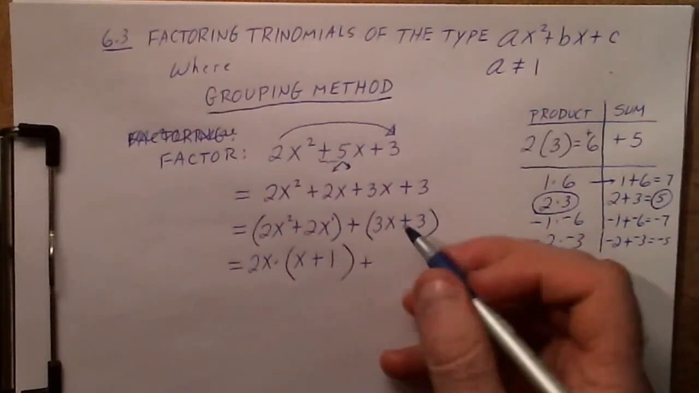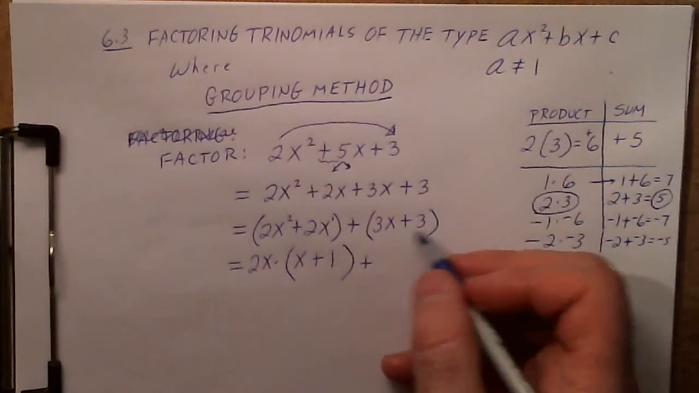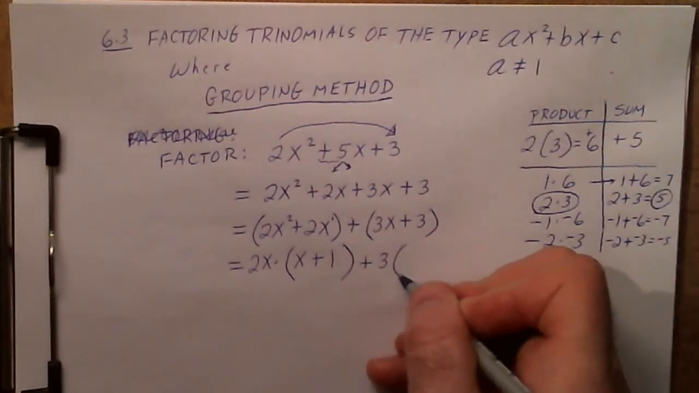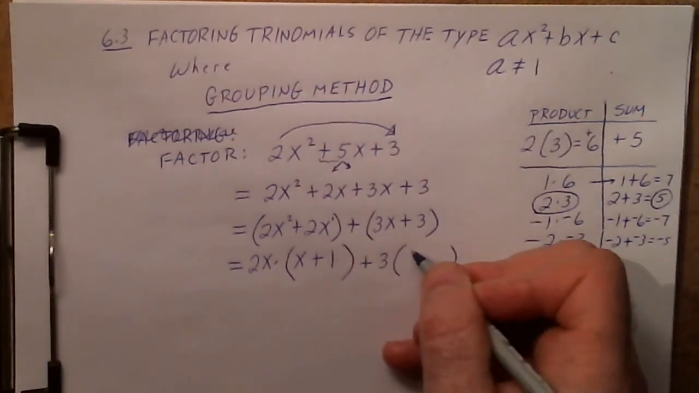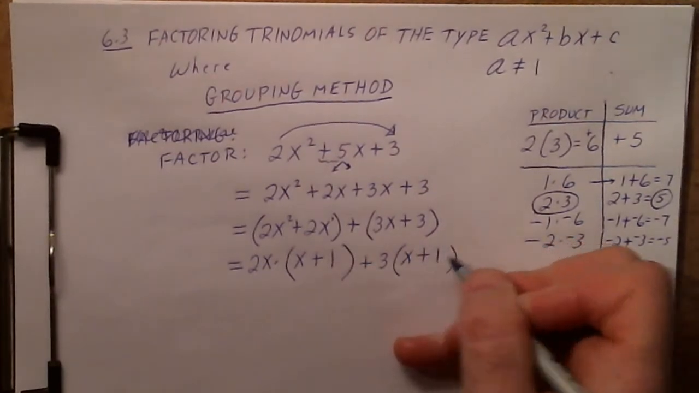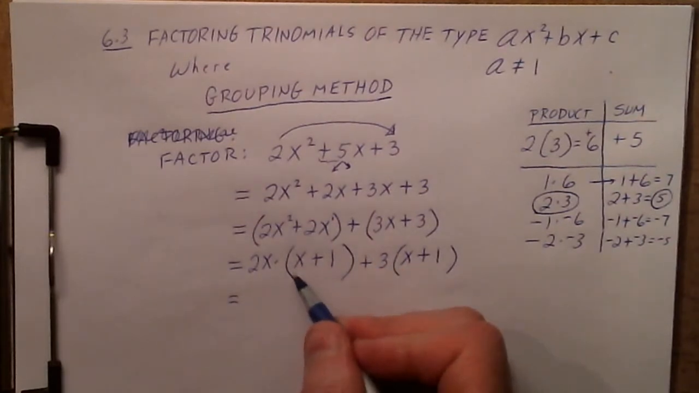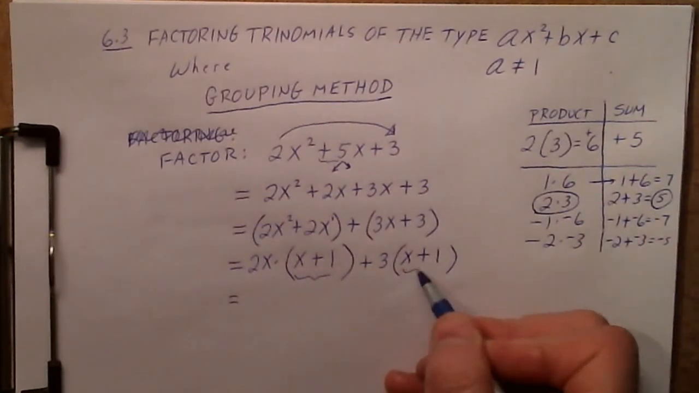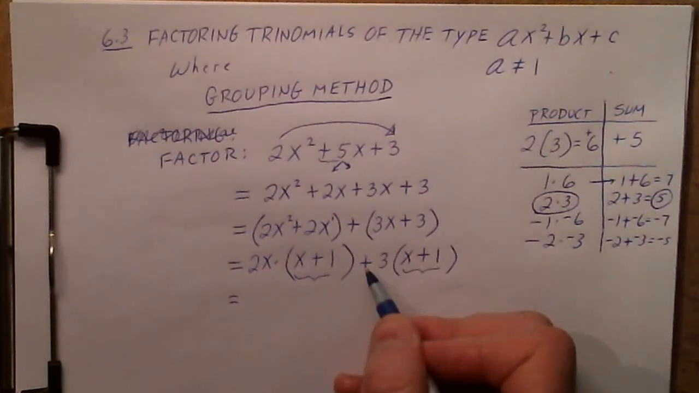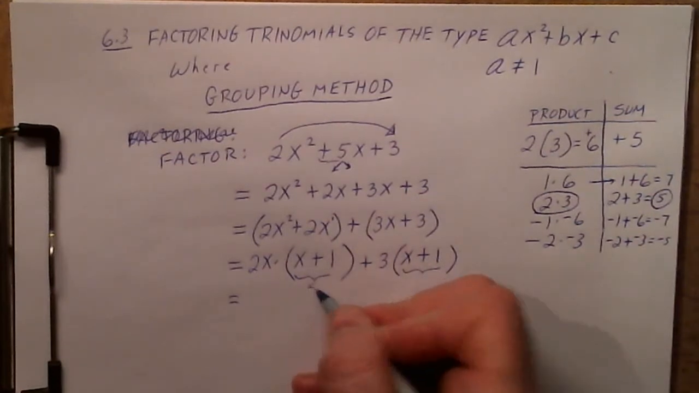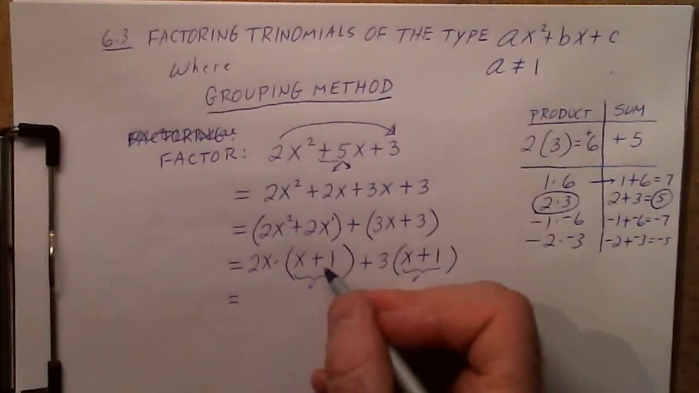Plus, what can we factor out of the last 2 terms, 3x and 3? Well, the greatest common factor of 3x and 3 is positive 3. And when we factor the positive 3 out, we leave behind x plus 1. Now, ladies and gentlemen, notice that we have a common binomial factor of x plus 1 that is shared by both these terms here, separated by addition. Being the case, we can factor the x plus 1 out of both these terms.